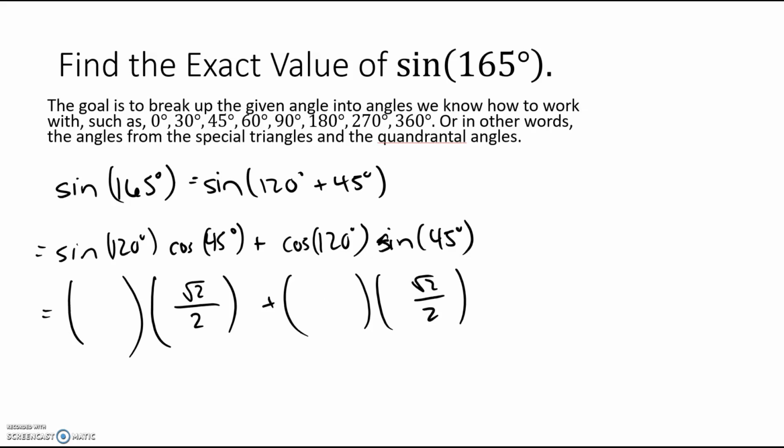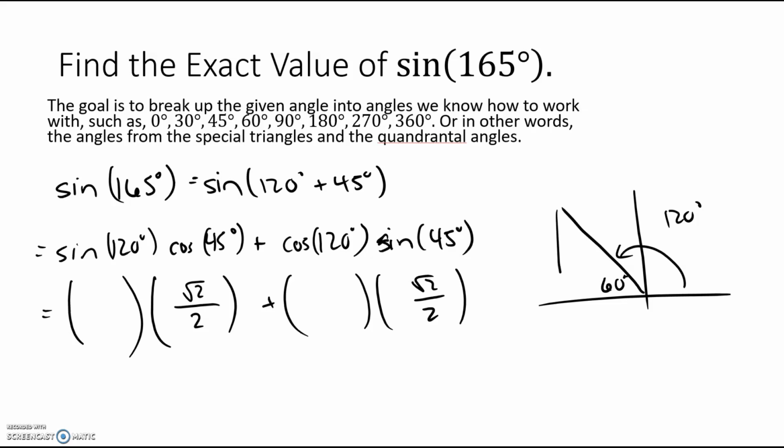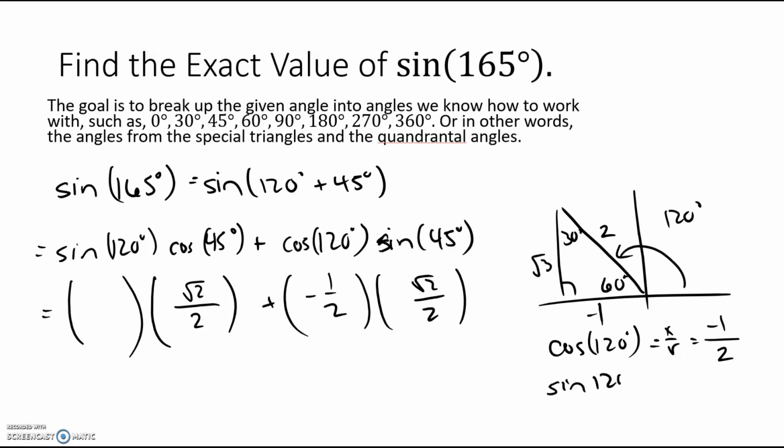Those are just square root of 2 over 2. So now what I need is, this is 120. This right here is 60. So this is -1, square root of 3, and 2. So cosine of 120, x over r. X is -1, r is 2. So this is -1/2. And then sine of 120 is y over r, or square root of 3 over 2.